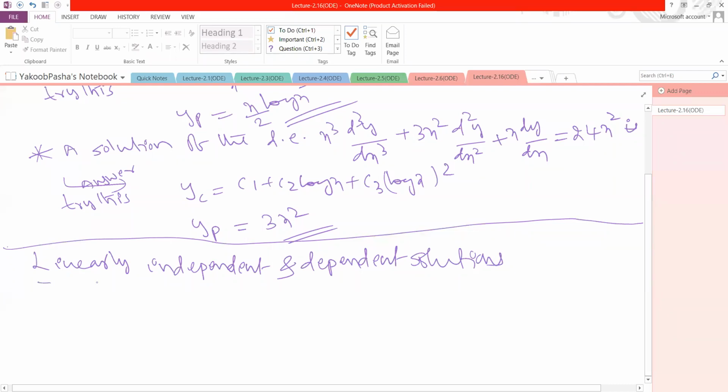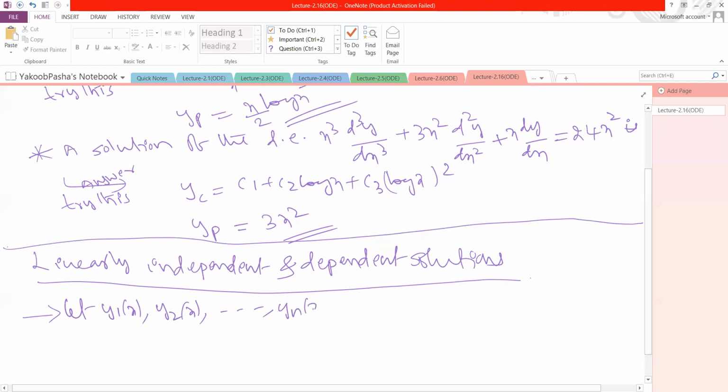Now I am taking n solutions for the nth order linear differential equation. Let y1 of x, y2 of x, and so on, yn of x be n solutions of a linear differential equation of order n.